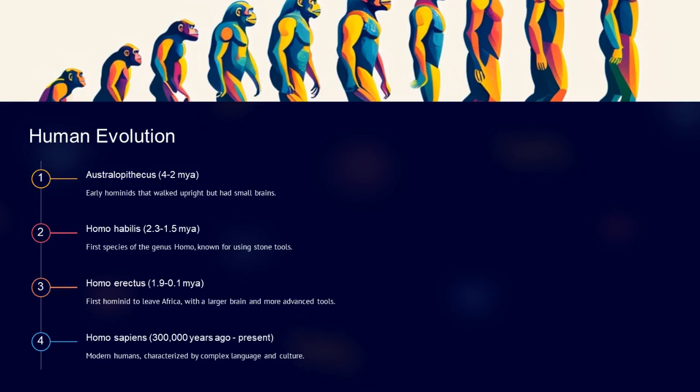Human evolution traces back to Australopithecus, early hominids that walked upright. Homo habilis, known for using stone tools, followed. Homo erectus, with a larger brain, was the first to leave Africa. Modern humans, Homo sapiens, emerged around 300,000 years ago, characterized by complex language and culture.